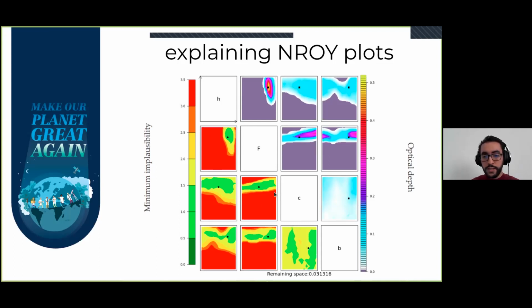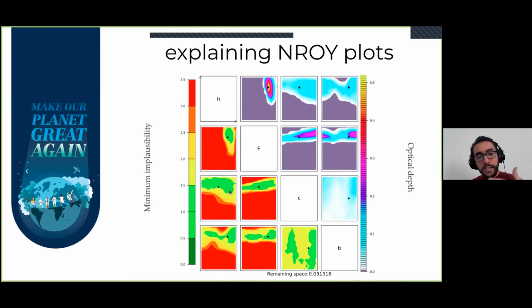So what we do is represent 2D spaces, a bunch of 2D spaces. This one, for example, is the 2D space of FC. One point here means that F and C are fixed, but B and H can take a lot of values. You can understand it from the colors. The red parts here are the parts where the implausibility is not good, so these are the parts where you must not look for the parameters.